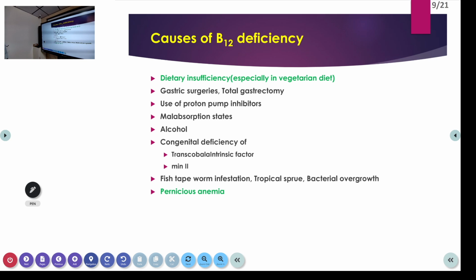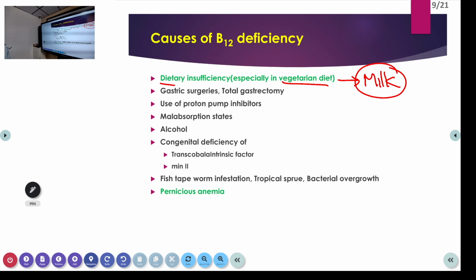Now we can see the causes of B12 deficiency. Most important is dietary deficiency, especially vegetarian diet. So if you are taking a vegetarian diet, then try to take more milk and milk products, because that contains more B12. So milk products should be added to the vegetarian diet.